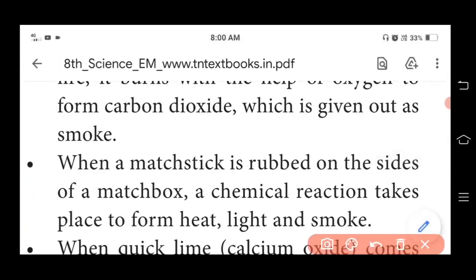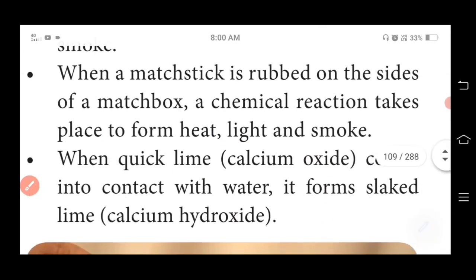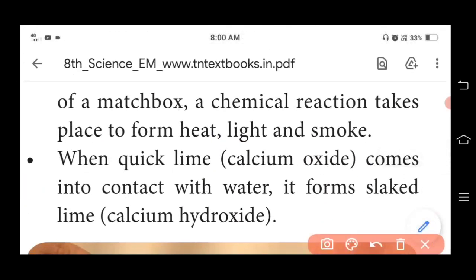And then when a matchstick is rubbed on the sides of the matchbox, a chemical reaction takes place to form heat, light and smoke. And then when quicklime, which is known as calcium oxide, comes into contact with water, it forms slaked lime, which is known as calcium hydroxide.